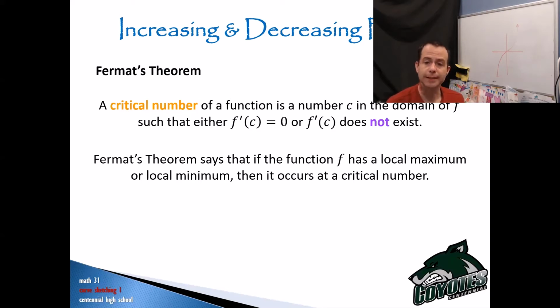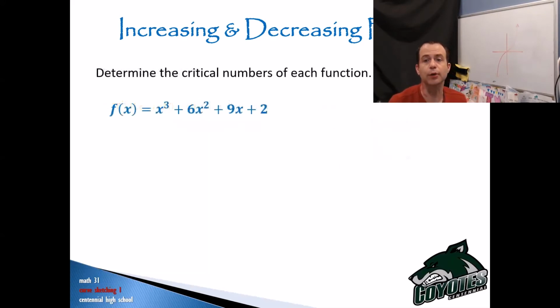So Fermat's theorem says that if the function f has a local maximum or local min, it will occur at a critical number. Okay, so determine the critical numbers of each function. Well, we just said it's when the derivative equals 0 or the derivative doesn't exist. So the first thing we need to do is find the derivative. I've given you f of x. You write down the derivative of f of x, and you can do that relatively quickly at this stage of the game. It'll be 3x squared plus 12x plus 9.